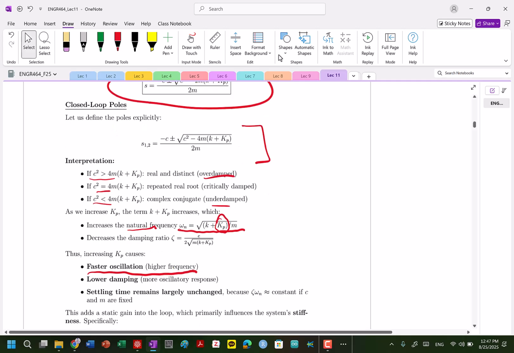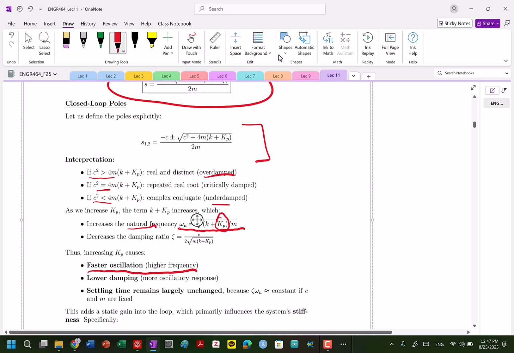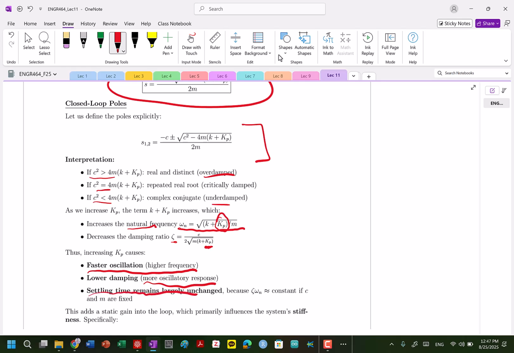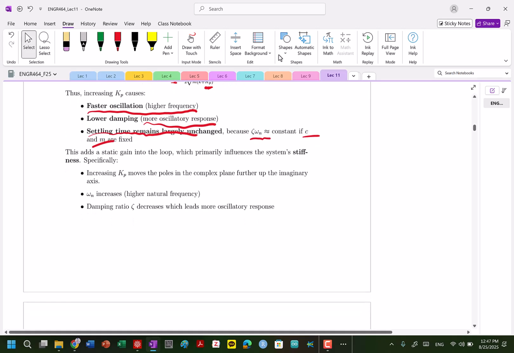Additionally, if we increase KP, we're also going to decrease the damping ratio. And we know if we decrease the damping ratio, we're going to get more oscillatory responses. Our settling time is going to remain unchanged because this will be constant, since C and M are fixed in this system, right? It's not affecting those parameters. So if we add that static gain, it's going to really influence the system's stiffness.